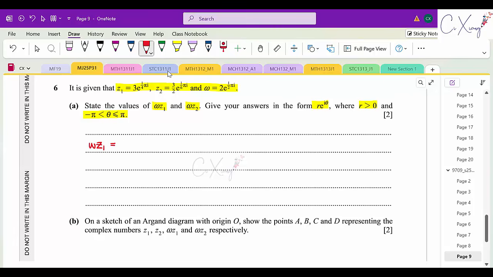So wz1, w is this one. Then what is z1? So z1 will be 3e power pi over 4i. Then I simplify the constants, 2 times 3 is 6. Then when you're having e power a and e power b, you add the powers together. So basically you're having pi over 2 plus pi over 4 with the i. Then simplify pi over 2 and pi over 4, and you'll be having 3 pi over 4. So this is my wz1.